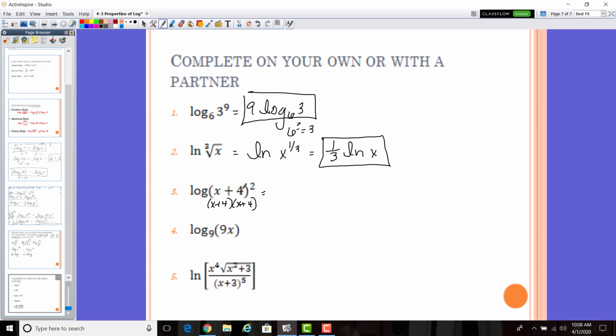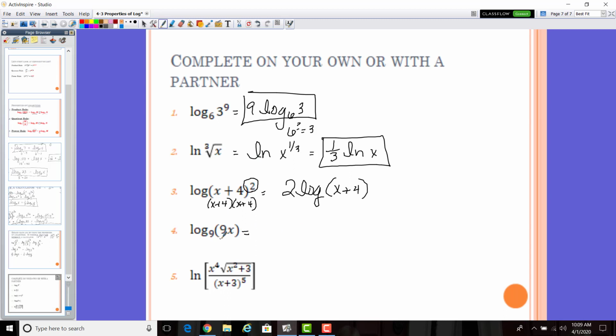They're asking us, how do I expand this? Well, this is a sum. This expression is made up of a sum and an exponent, or a power. We don't have a sum rule. There's nothing that tells us how to expand a sum, but there is a property that tells us what to do with powers. So all we can do here is pull that power down in front and leave it as 2 times the common log of the sum, x plus 4. Can't do anything with that sum, so I have to leave it as is.